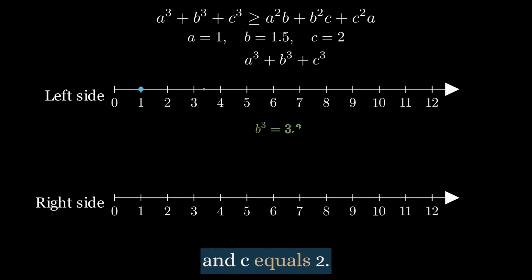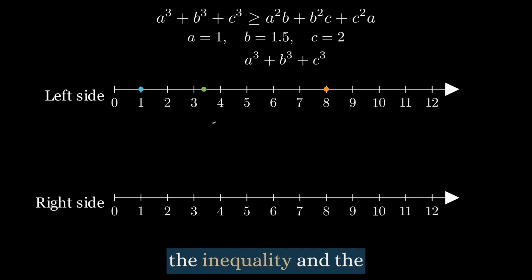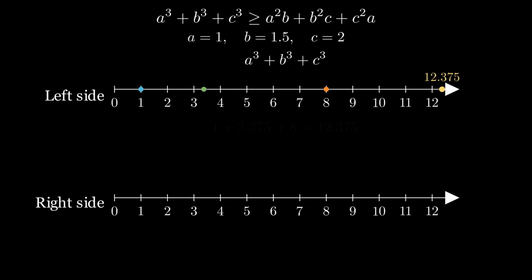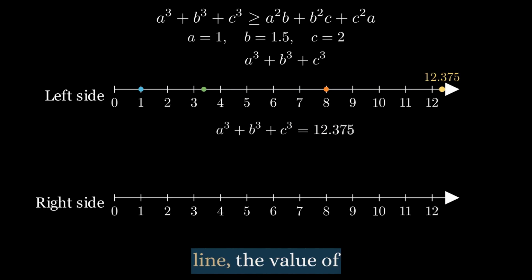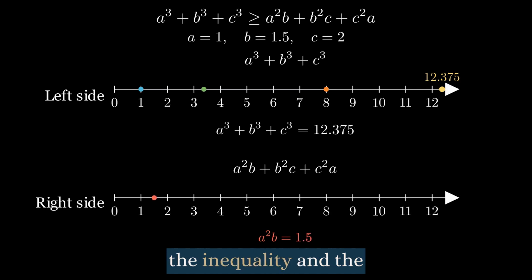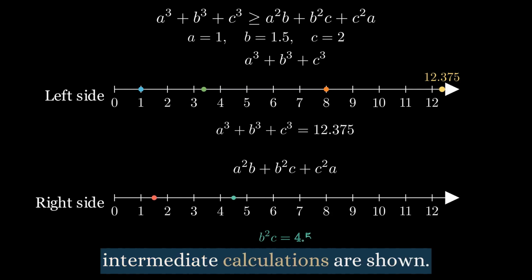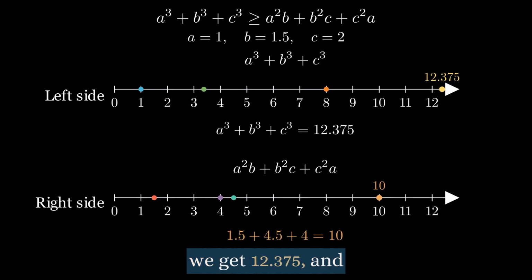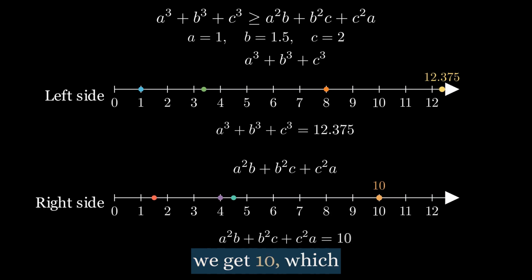Here you can see a visualization of the inequality when A equals 1, B equals 1.5, and C equals 2. On the first number line, the value of the left-hand side of the inequality and the intermediate calculations are shown. On the second number line, the value of the right-hand side of the inequality and the intermediate calculations are shown. On the left side, we get 12.375, and on the right side, we get 10, which is obviously less than the left side.